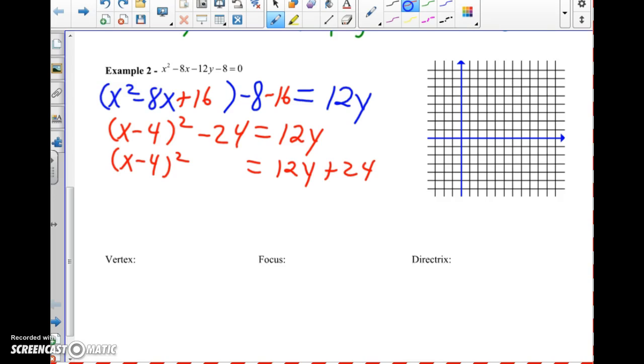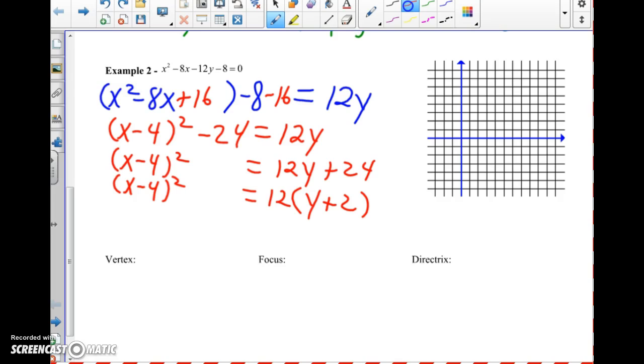Okay, what's the next thing we have to do? Right, get the greatest common factor out of the right-hand side. Which is a what? A 12, there you go. We're going to take the 12 out, greatest common factor out. So 12 is out, and what's left inside? Y plus 2, beautiful. You did that in less than a minute. Look at it, tons faster.